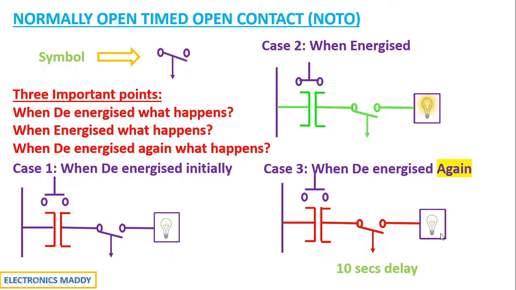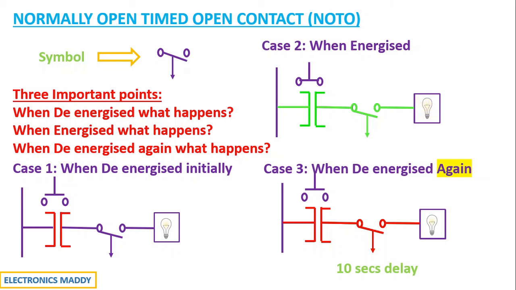What I'm trying to say is, initially when it is de-energized, there is no power flowing to the light load and the light does not glow. Once you energize it, it energizes instantly and the light glows. And when you de-energize an energized NOTO contact, the time taken for the light or the output to turn off is based on the delay that you're giving. I've given 10 seconds, so it will take 10 seconds for it to turn off. I hope this concept is clear.